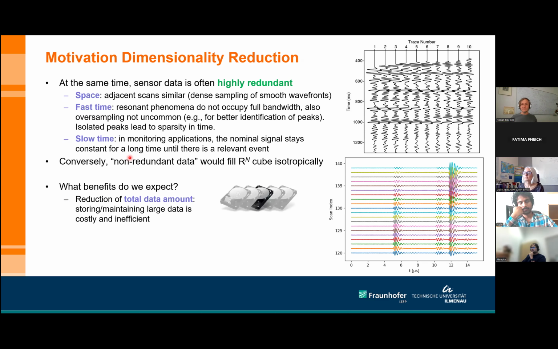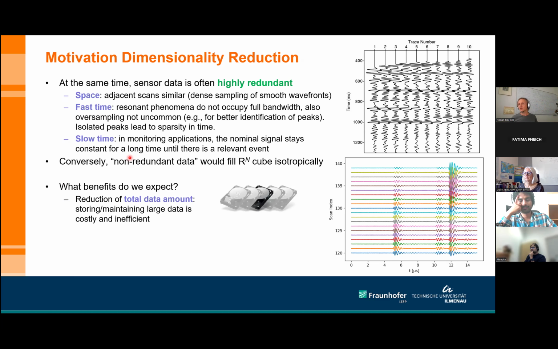Okay, so there is a lot of data potentially. Data is redundant, so we could do data reduction, but just because it's possible doesn't mean we have to. The important question is, why should we do it? What's the benefit we expect?